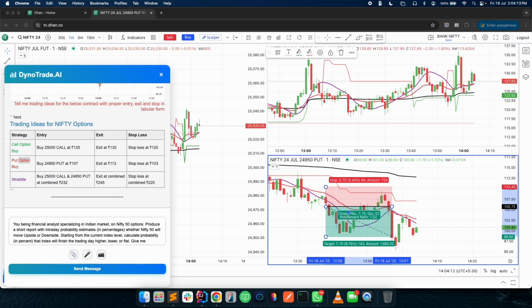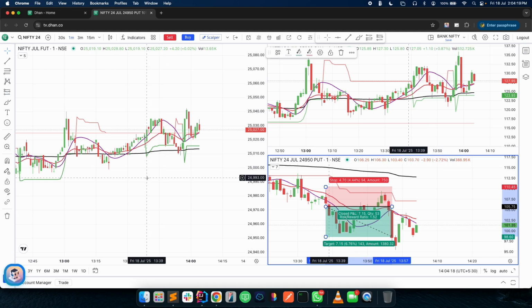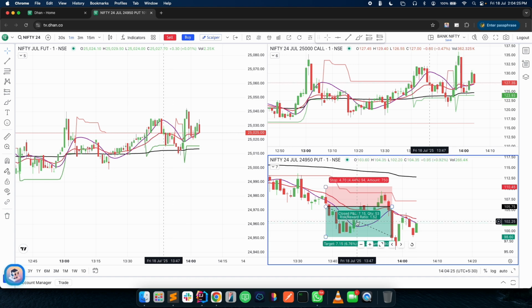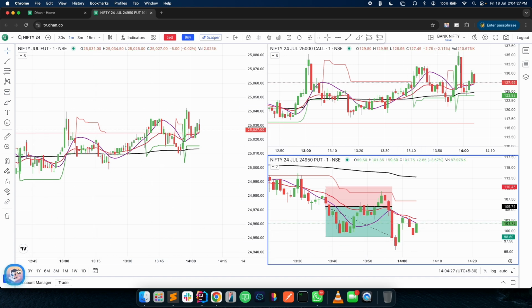That's what I was saying in my previous video. Do whatever analysis as per your learnings and understanding of the market. Consider DynoTrade AI as a second tool to get a double confirmation. If, as per your analysis, AI is also analyzing properly and it's matching your criteria, go for the trade. That's what I was trying to say.